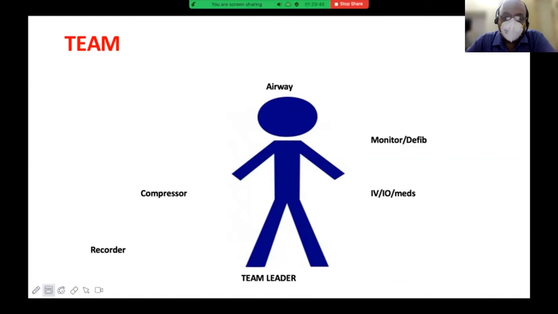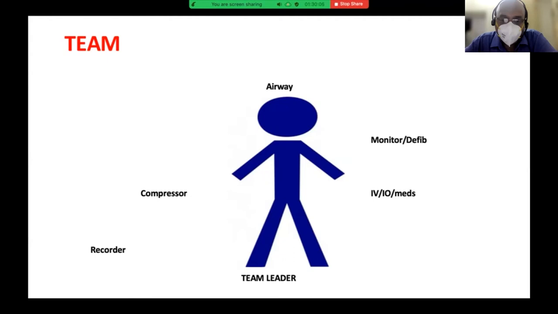Now we need to remember there is another person called the CPR coach, or the defibrillator can function as a CPR coach. What does that mean? To emphasize high quality CPR, that is push hard, push fast, to encourage and to minimize the interruption time. That person can also be included in the team.